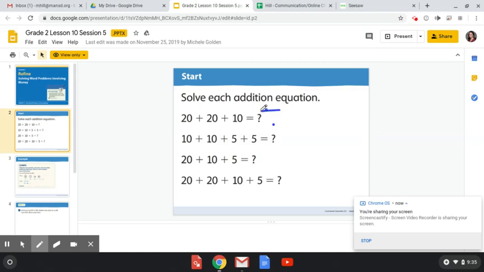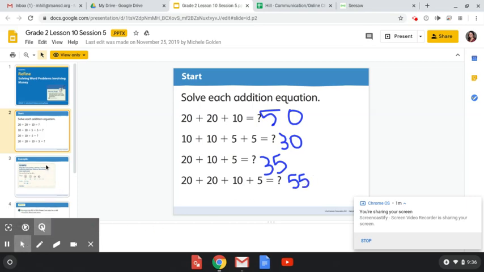20 plus 20 plus 10 equals 50. 10 plus 10 is 20, plus 5 is 25, plus 5 makes it 30. 20 plus 10 is 30, plus 5 is 35. So this is just a nice little warm-up activity to get our brains thinking and growing. And the last one, 20 plus 20 is 40, plus 10 is 50, plus 5 brings it to 55.